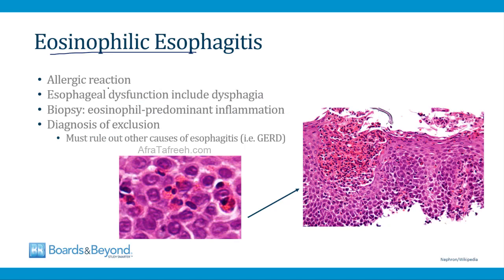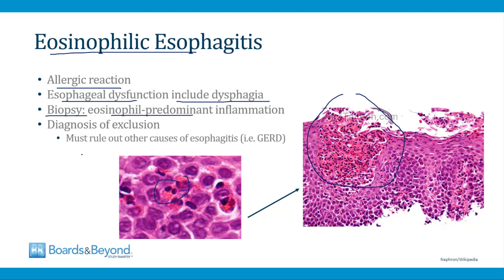Eosinophilic esophagitis is an allergic reaction involving the mucosa of the esophagus. This leads to symptoms of esophageal dysfunction, including dysphagia. On endoscopy, there are lots of different abnormalities that have been described, but the hallmark is a biopsy showing eosinophil predominant inflammation. Normally, there are no eosinophils found in the mucosa of the esophagus, but if you look at this slide on the screen, this is a patient with eosinophilic esophagitis. There are lots of eosinophils. I've zoomed in on them so you can see them up close.